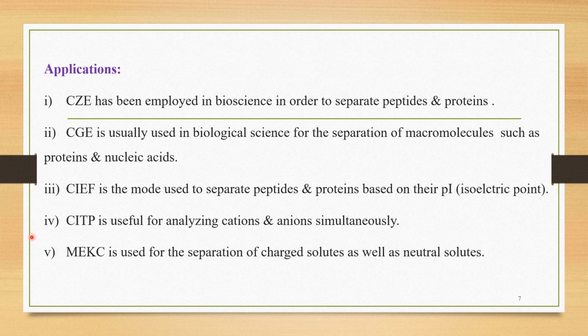The fourth important application is that the mode CITP is useful for analyzing cations and anions simultaneously. And the next important application is that the mode MEKC is used for the separation of charged solutes as well as neutral solutes. So these are some important applications of capillary electrophoresis. So in this lecture we studied three different types of chromatography, their principles and the important applications. I hope you understand these types of chromatography very well.